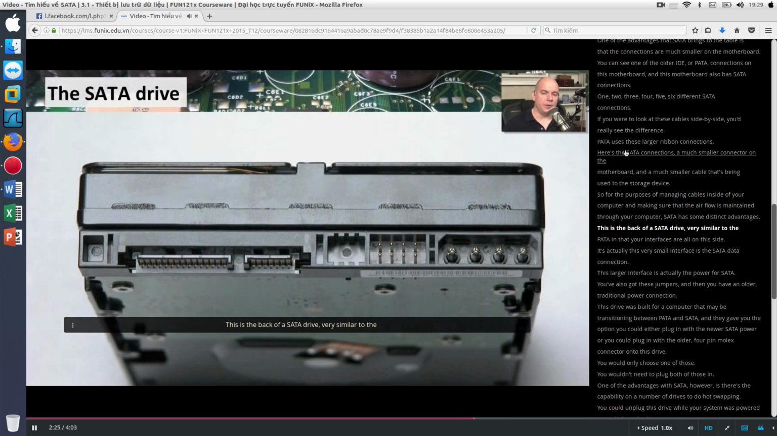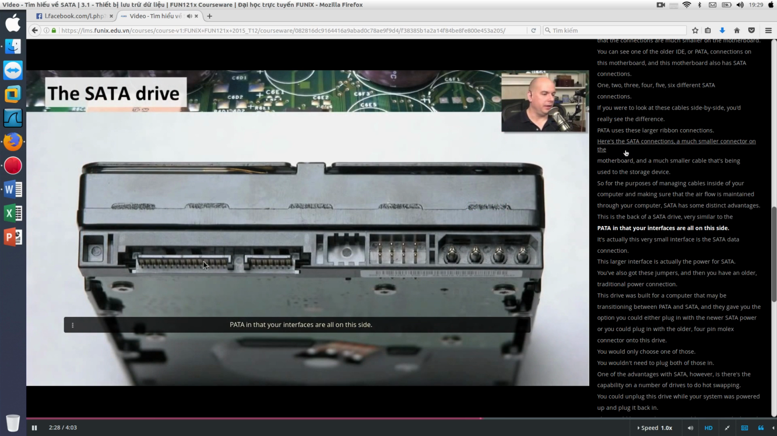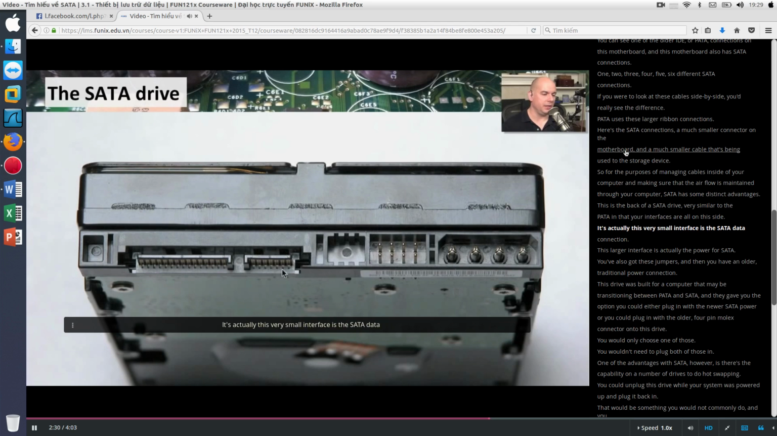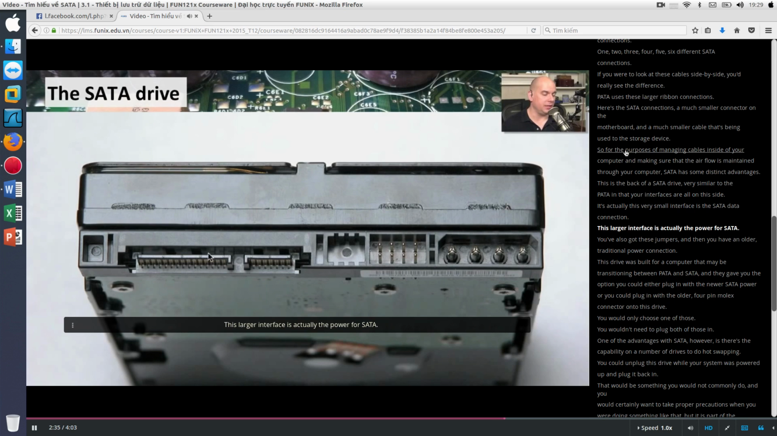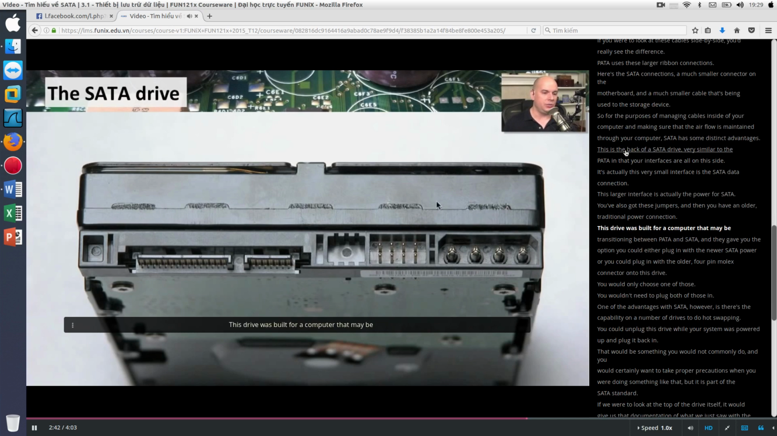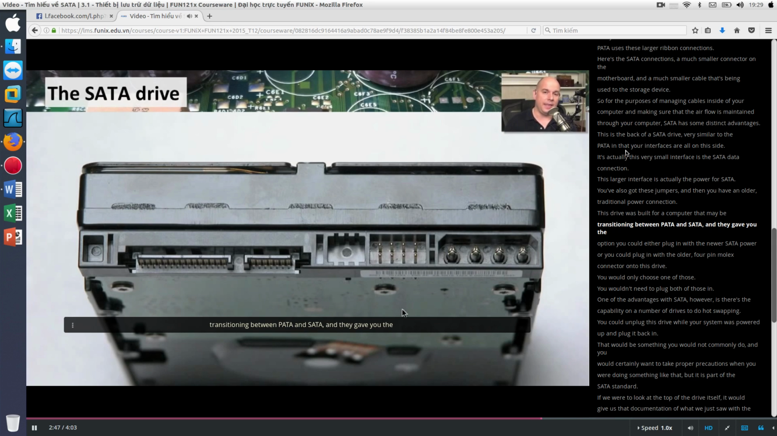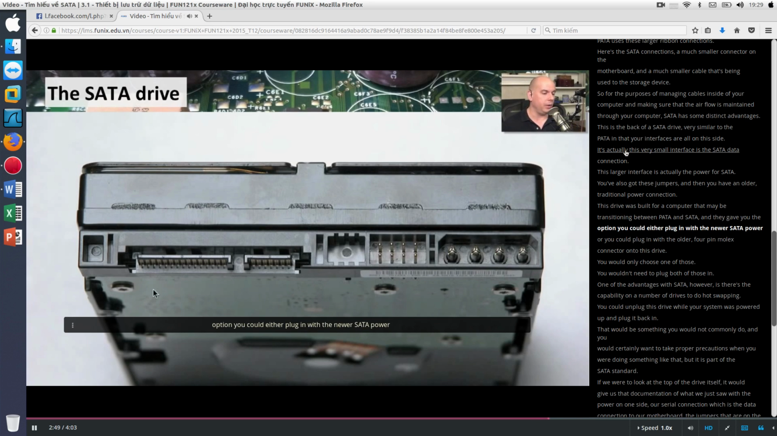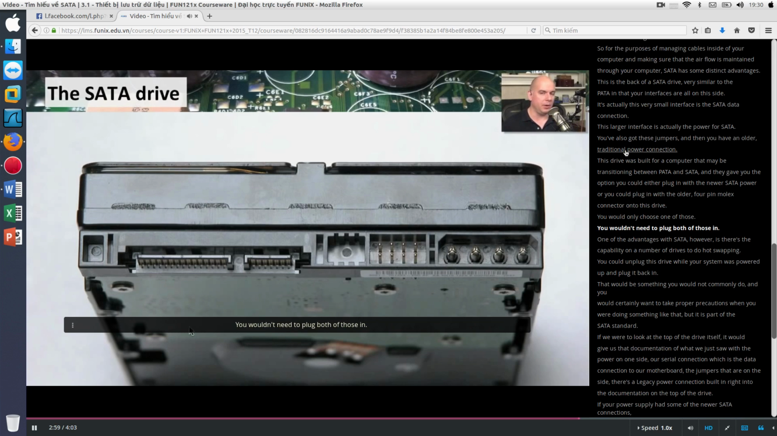This is the back of a SATA drive, very similar to the PATA in that your interfaces are on this side. It's actually this very small interface that is the SATA data connection. This larger interface is actually the power for SATA. You've also got these jumpers, and then you have an older traditional power connection. This drive was built for a computer that may be transitioning between PATA and SATA, and they gave you the option. You could either plug in with the newer SATA power, or you could plug in with the older 4-pin Molex connector onto this drive. You would only choose one of those. You wouldn't need to plug both of those in.